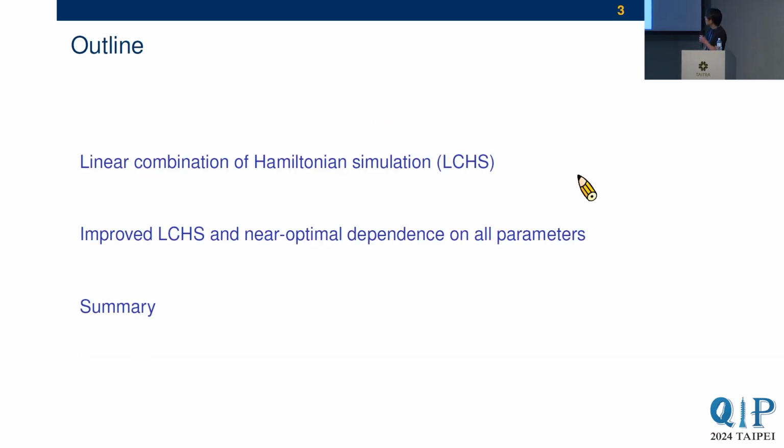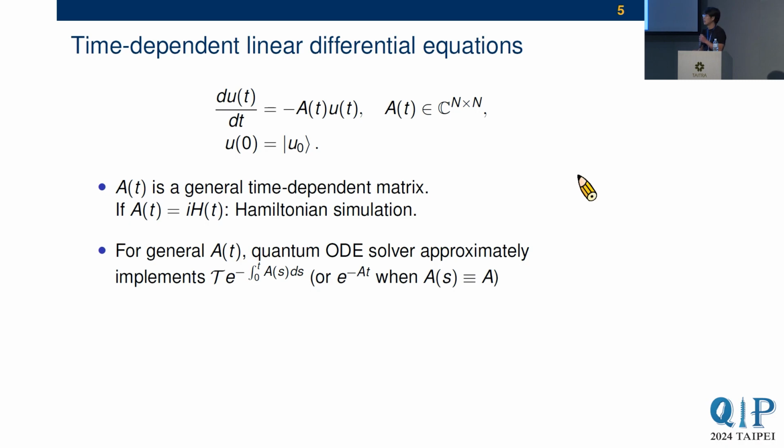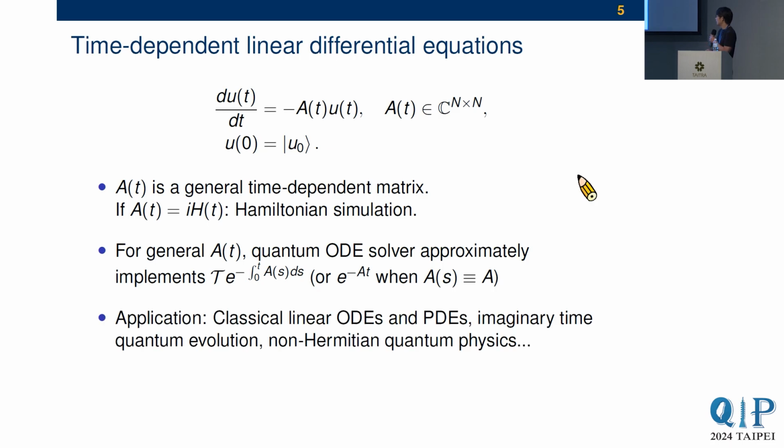Okay, I'm gonna tell you what is LCHS and why eigenvalue transformation. We want to solve this time-dependent linear differential equation. If A doesn't depend on t, then this is really e to the minus At, which is an eigenvalue transformation you have seen before. But A(t) in general is a time-dependent matrix. You need to do something more. If A(t) is i times the Hermitian matrix, this is called a Hamiltonian simulation. For general A(t), the propagator is a time-ordered integral. And if A is time independent, this is just e to the minus At.